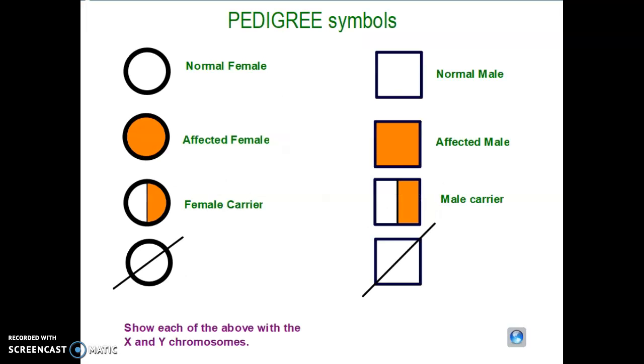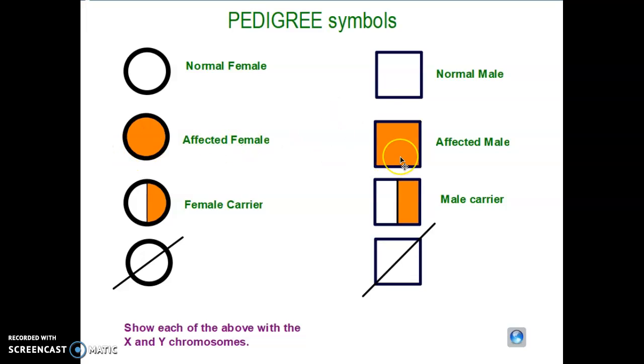Okay, so here are the symbols that you'll see on a pedigree. Typically, circles are always females and squares are always males. Some things, and I'm using the word normal here, so just use that lightly. This means that they don't have the trait, more than likely.